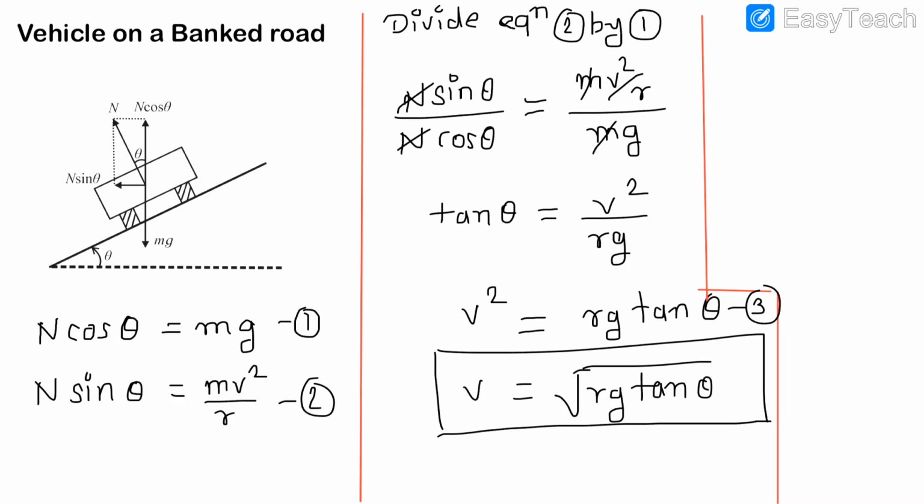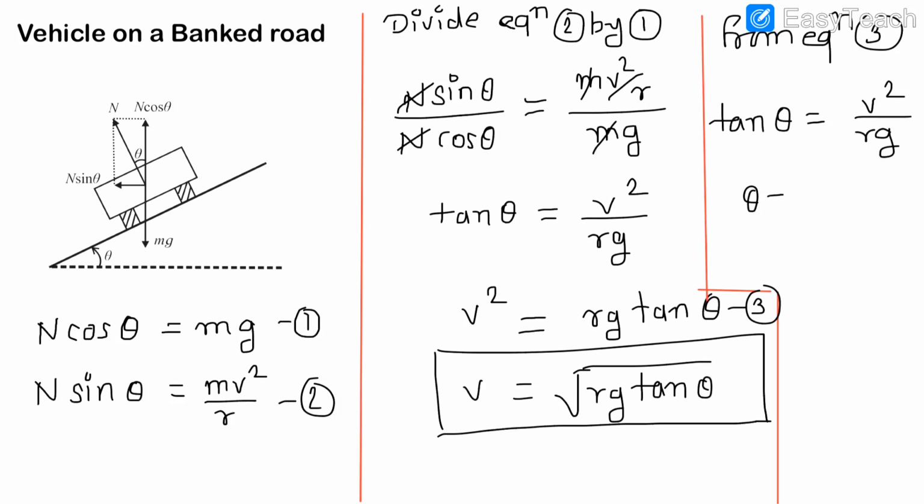Here I am writing equation number 3. From equation number 3, tan theta is equal to v square divided by r g. Theta is equal to tan inverse of v square divided by r g. This is the equation for the angle of banking.